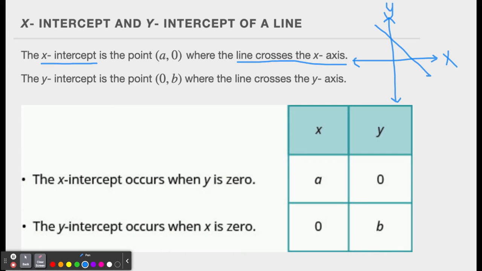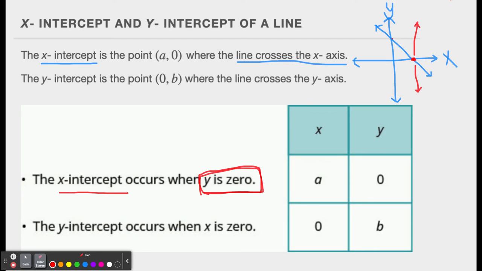And let's say we have this pretend line. Well, my x-intercept is going to happen right here where my line is intersecting the x-axis. Notice that where my line crosses the x-axis, I have not gone up or down the y-axis at all. Instead, I'm right on the x-axis, which means that my y is 0. I've not gone up or down at all. I'm just on the x-axis. So my x-intercept always occurs where y is 0.